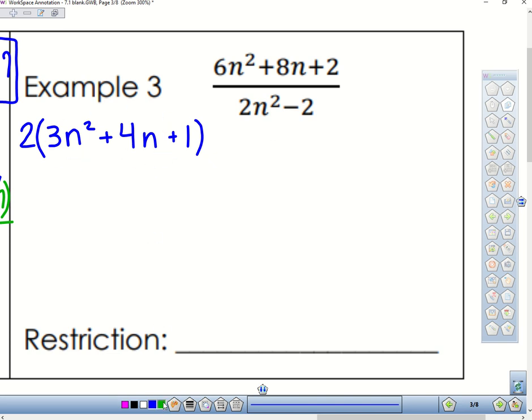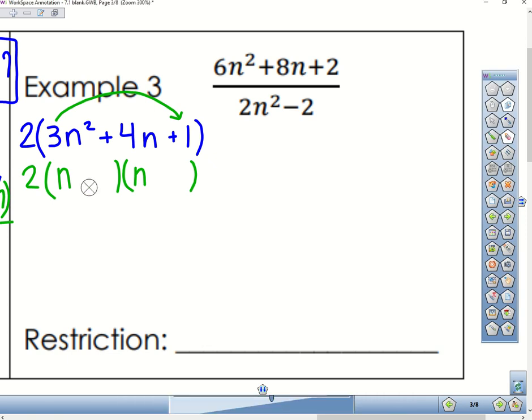We have to use the AC method. Do you guys remember the AC method? You have to multiply your A by your C. We multiply the 3 by the 1, which makes this a 3, right?